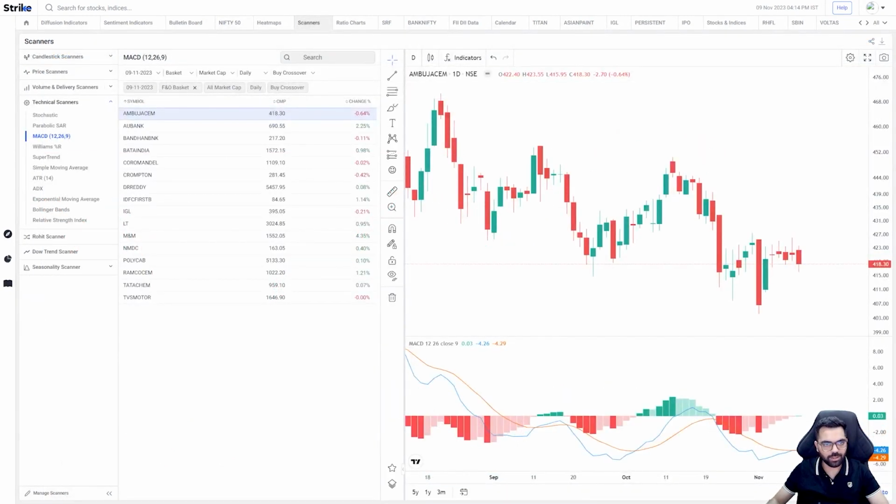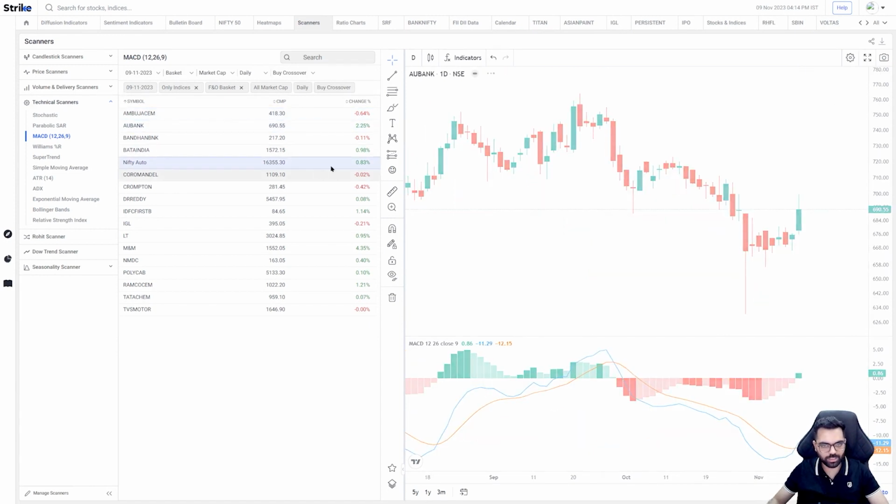Now, how do you scan for bullish and bearish crossovers on a day-to-day basis? It can be a lot of a task to go to all the charts and scan. So that has been made easier in the MACD scan within technical scanners on Strike. What you can do is go to the scanner and choose the particular basket you would like to see it on and choose your time frame. As of now, I'm using FNO baskets and indices, and I've chosen the daily time frame, and I'm filtering for buy crossover, which means the MACD line crossing above the signal line. These are the results for today.